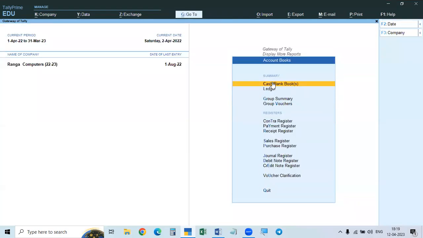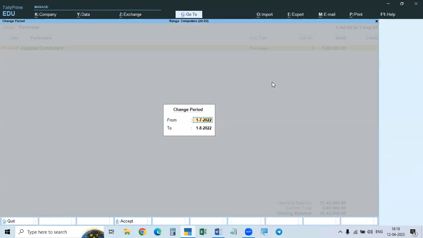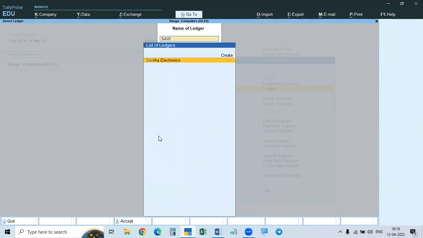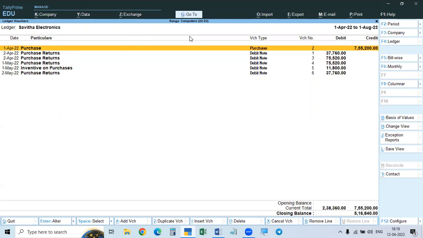Go to the purchases account. Not purchases, go to Savita Electronics. You see, the purchases we made are only on the debit side. Only once we purchased. So, see, 2nd April, purchase returns.